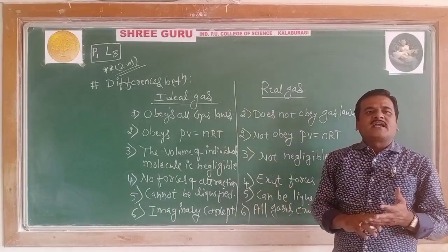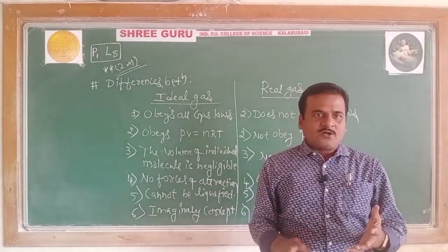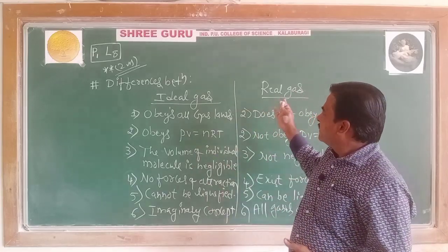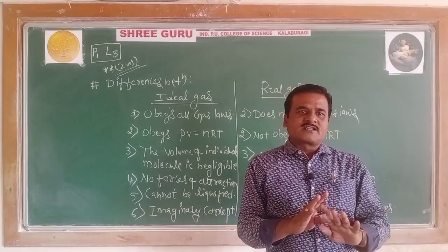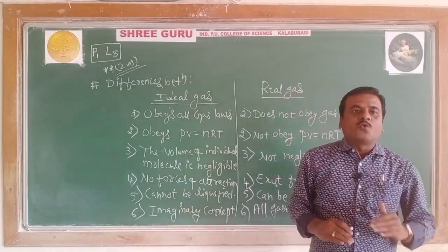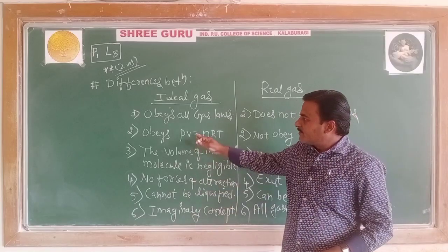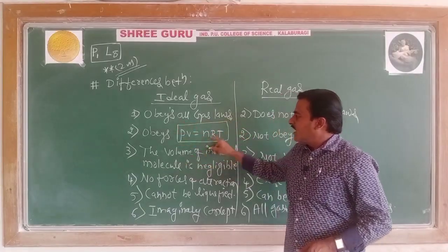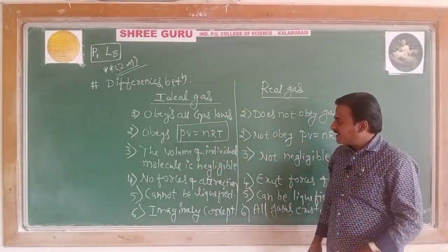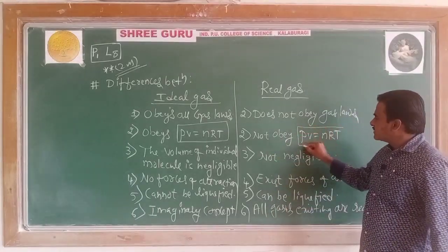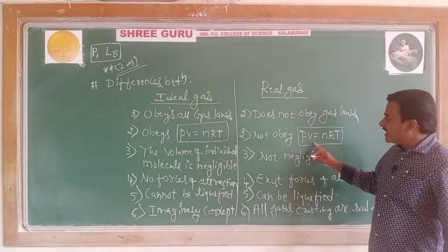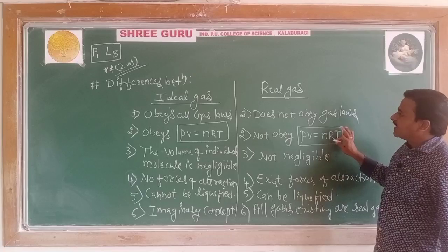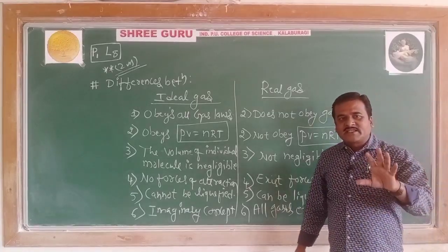First point, ideal gases obey all gas laws under given conditions of temperature and pressure. Real gases do not obey the gas laws; they obey them only at particular conditions. Second, ideal gases obey the equation called the perfect gas equation or ideal gas equation, PV equals nRT, while real gases do not obey PV equals nRT. Instead of the ideal gas equation, real gases obey the Van der Waals equation.